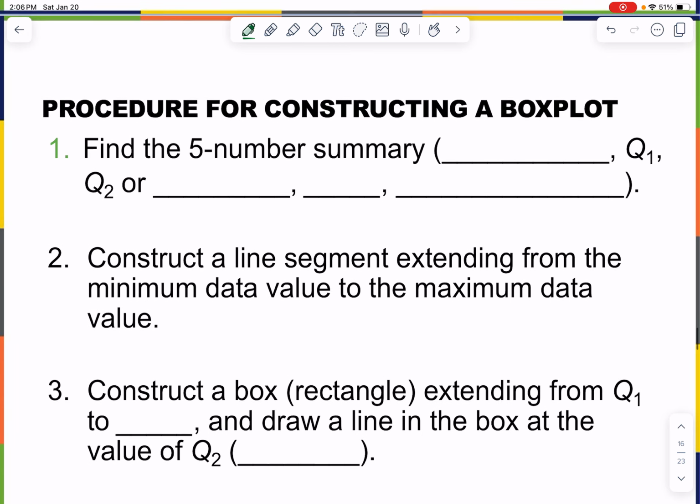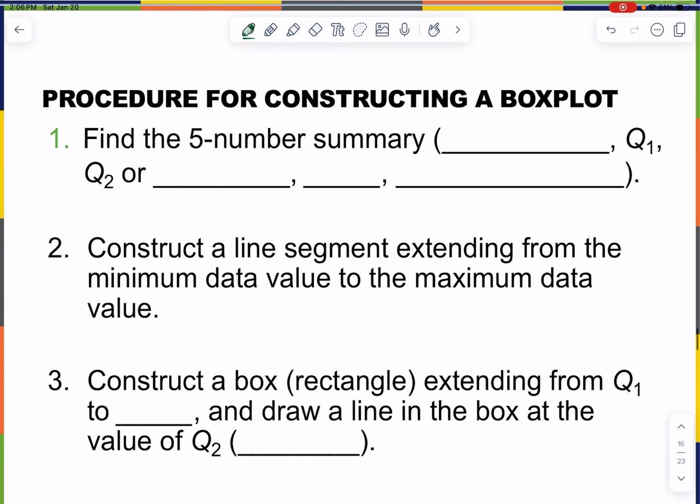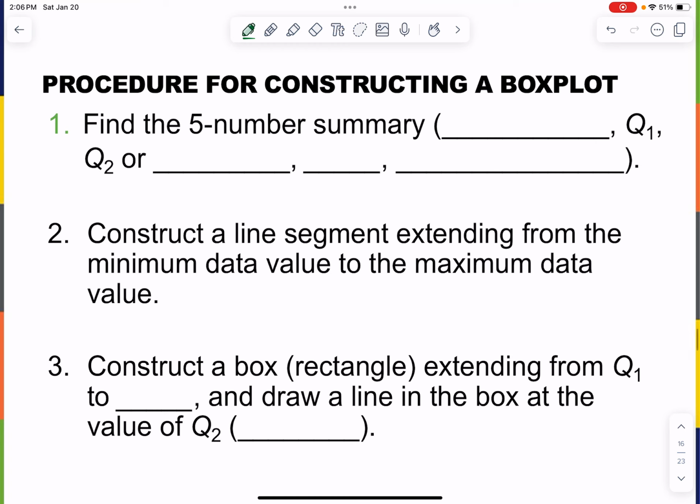All right, so the procedure for constructing a box plot. First, find the 5-number summary. The minimum is Q0, then Q1, then Q2, or the median, Q3, and then the max, which is called Q4.